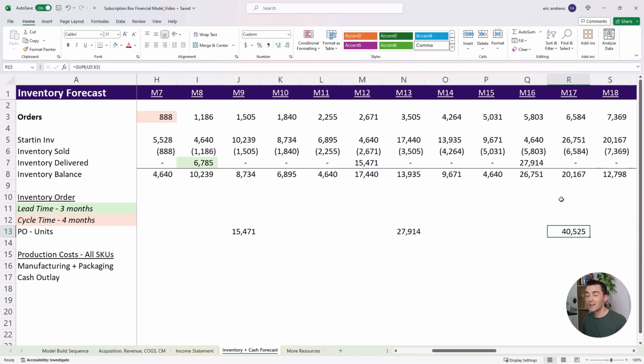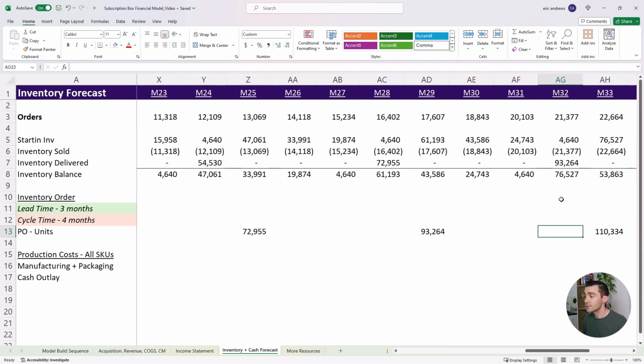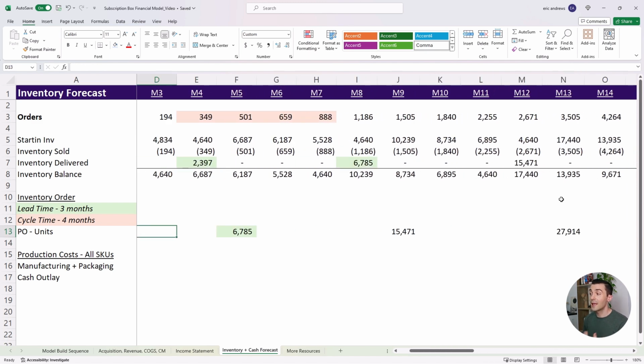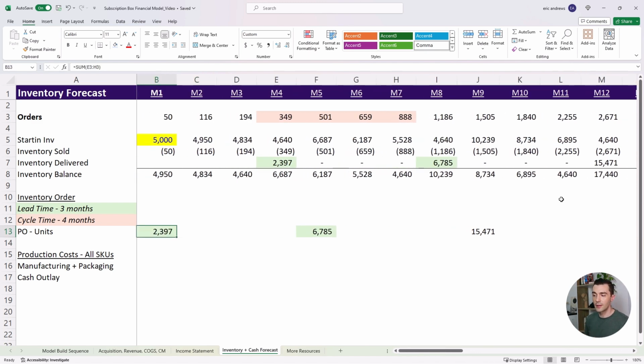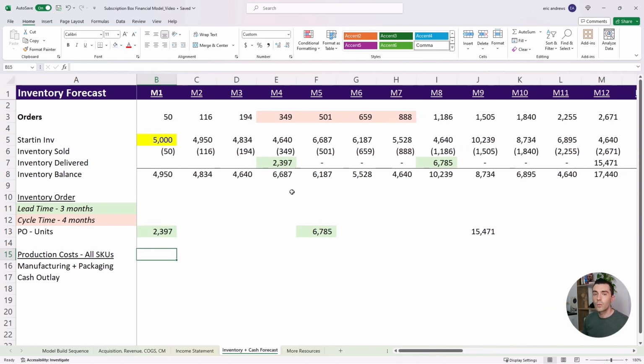You might find that you have to do POs every single month. But in this model, we're saying that we're doing it every 4 months. And so we're needing to really anticipate demand well into the future, and that's why a really solid financial model is insanely valuable. So, okay, we need to be purchasing 2,300 units, then 6,800, then 15,000, and so forth. Later on, we're having to purchase over 100,000 units. So what is the cash impact of that?